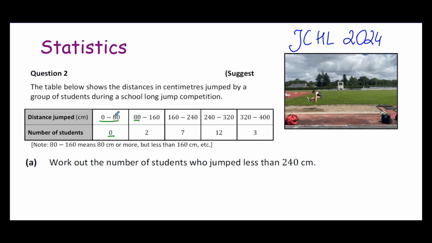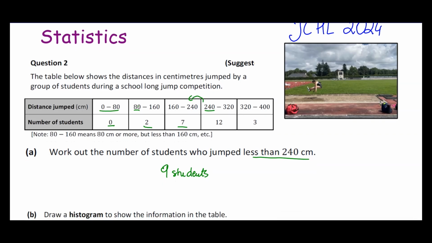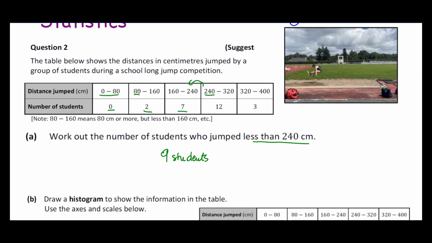Okay, let's see. Work out the number of students who jumped less than 240. So where is my 240? That's where it is. So everybody here jumped less than 240. So 0, 2, and 7 together, we have 9 students. So 9 students jumped less than 240 centimeters. Okay, let's have a look at the next part.